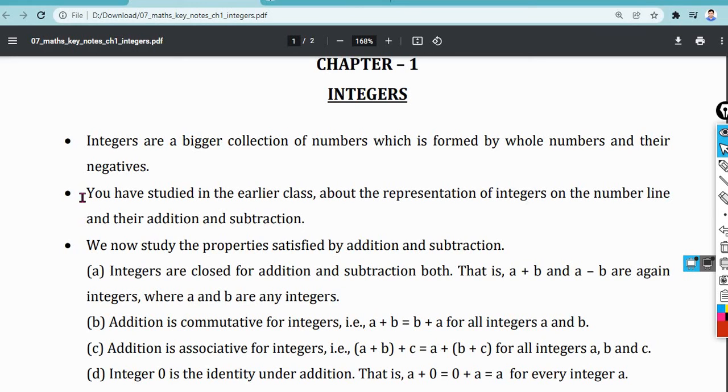Now second thing you should note down. You have studied in the earlier class about the representation of integers on the number line and their addition and subtraction. Now we study the properties satisfied by addition and subtraction. Integers are closed for addition and subtraction. Both that is a plus b and a minus b are again integers, where a and b are any integers.